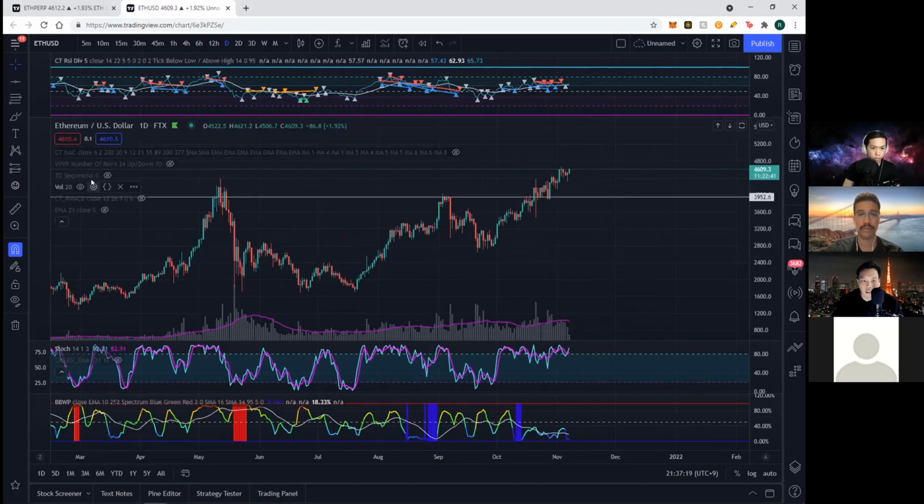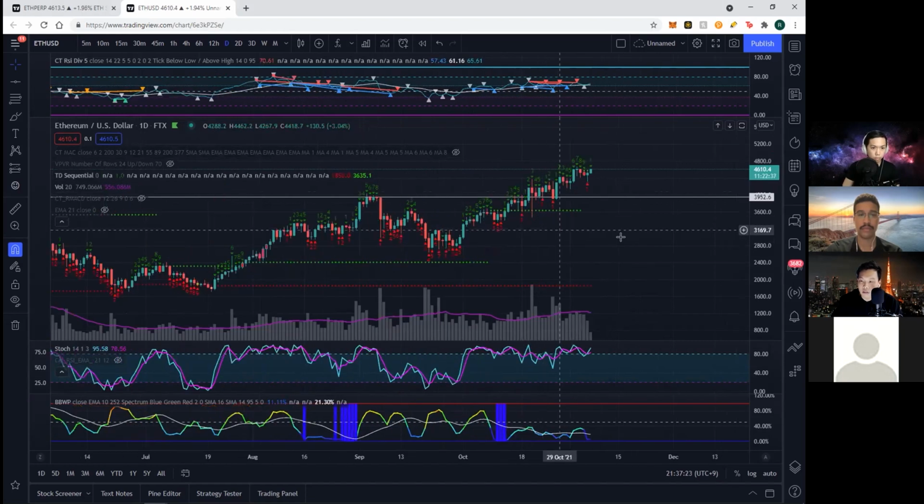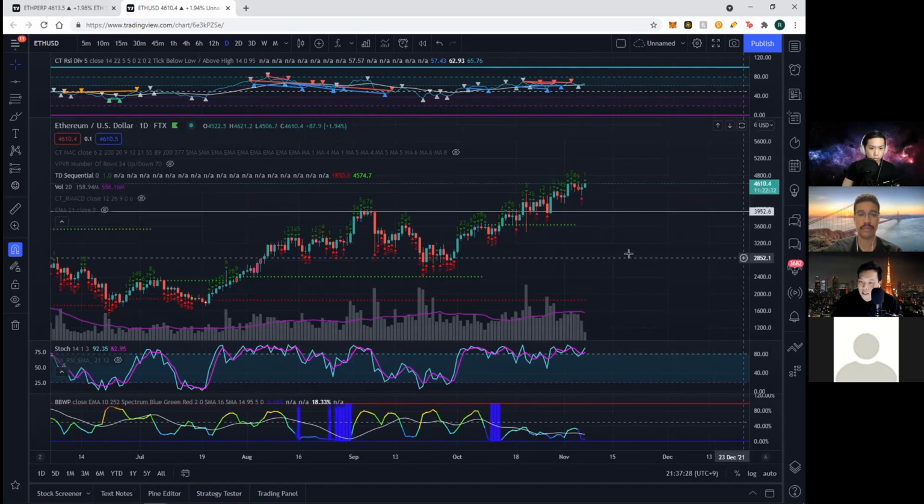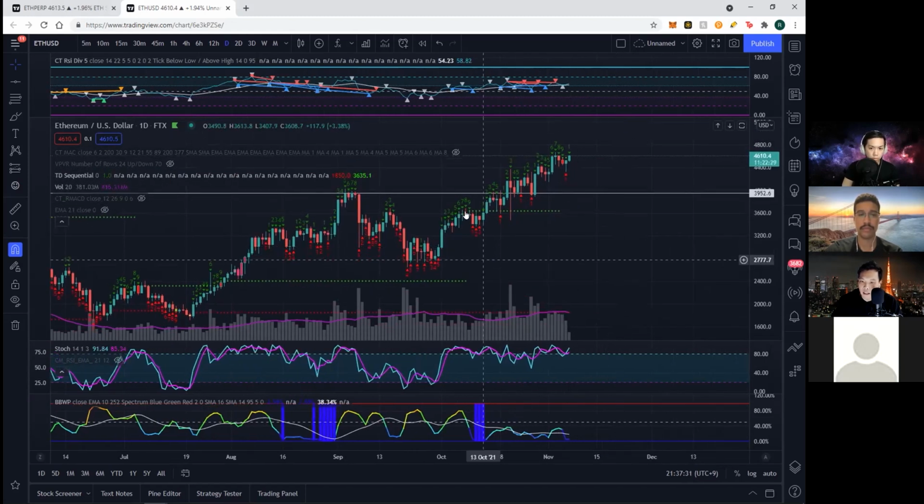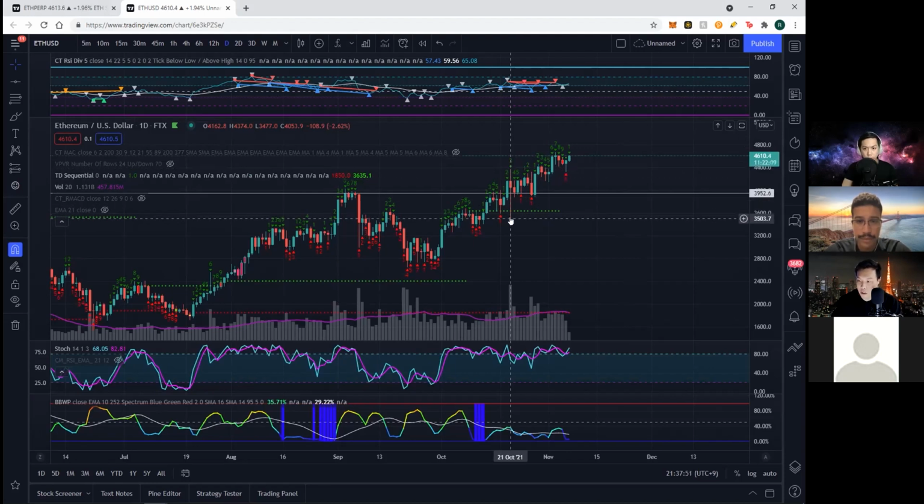Let's just look at something else. Well, that's the daily. PV sequential. The thing with this is it's not actually making any deep retracements. Within the actual daily candles, looking at this candle, it's trading a range of almost 4,400 down to about 3,500. So that's a massive range.